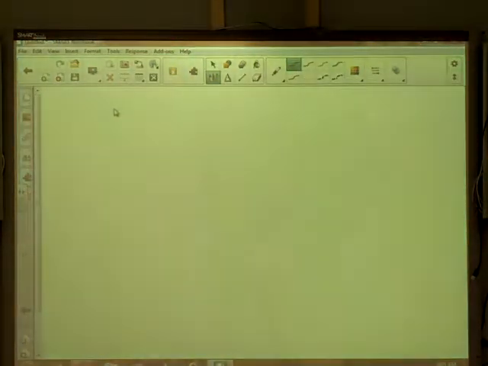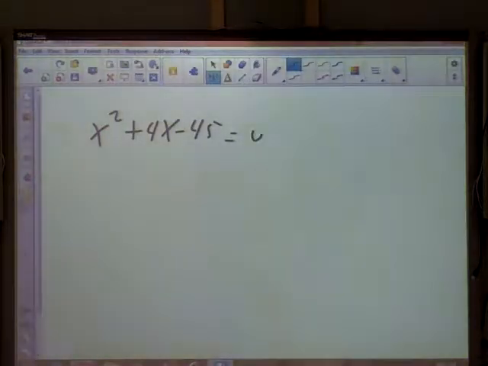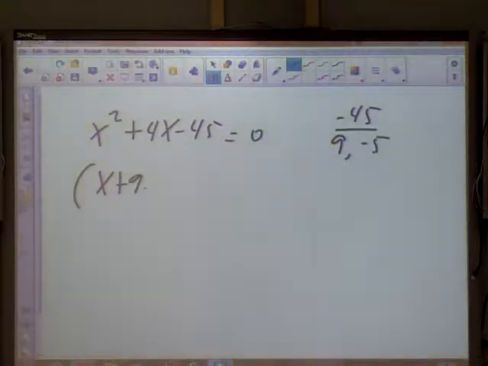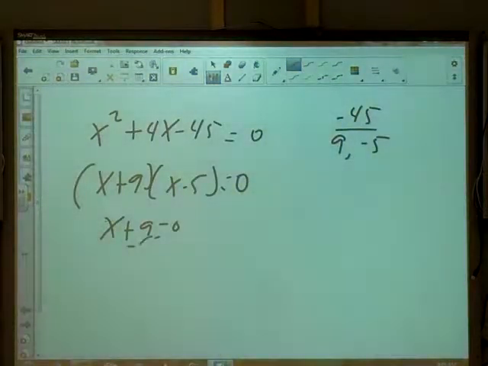I had to move that 49 over. So when I subtracted 49 from both sides, that got me minus 45, because 4 minus 49 is negative 45. So now A times C is negative 45. The factors of negative 45 that add to 4 are 9 and negative 5. So I had x plus 9 times x minus 5.